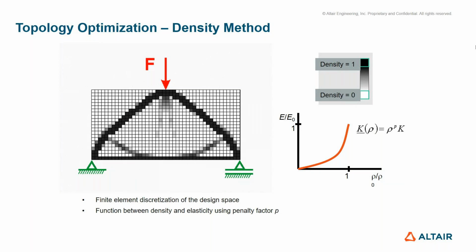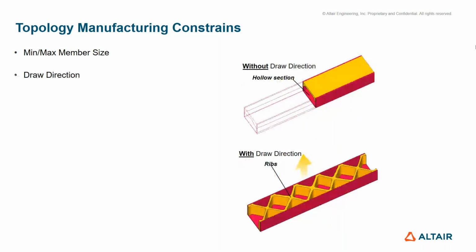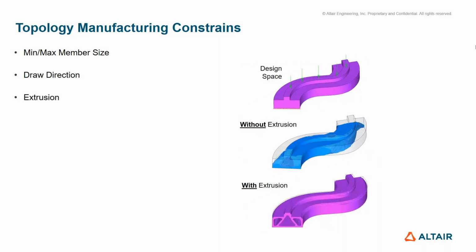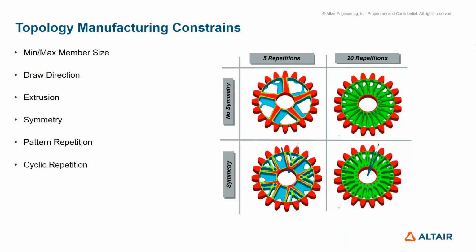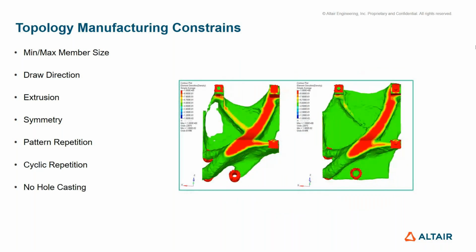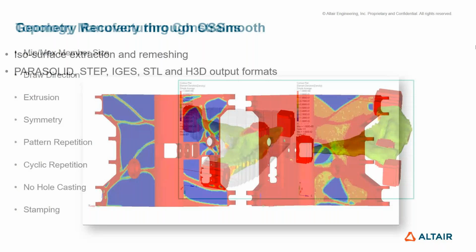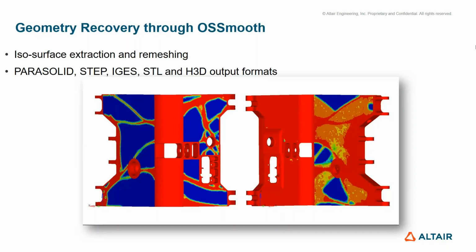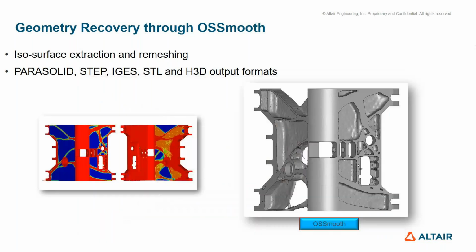So you can define different types of manufacturing constraints like minimum and maximum member size, draw direction, extrusion constraint, symmetry constraint, pattern repetition, cyclic symmetric repetition, no hole, casting, stamping, and so on. So once you perform the optimization, you will be able to get the optimized material layout in the form of STEP, Parasolid, IGES, STL, and H3D file formats. So this can be further imported to any CAD modeling tool for design fine-tuning purposes.